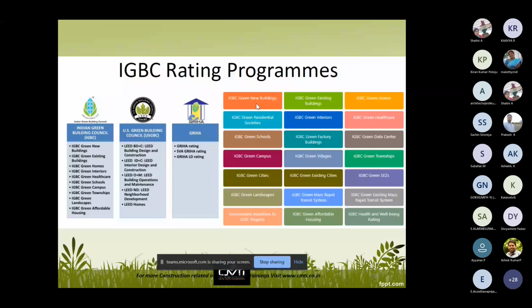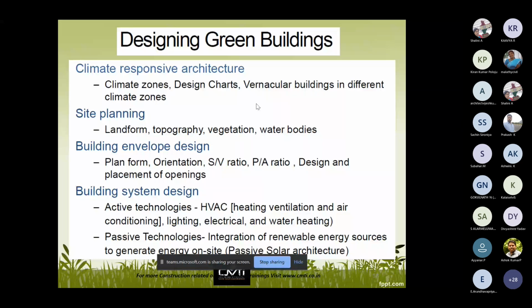In designing green buildings, site planning is very important, along with the orientation of the building and the support systems like heating, ventilation, air conditioning, lighting, and water. All these things have to be considered in your design stage itself. Water management we already spoke about, and I will show you a few examples based on the time available.